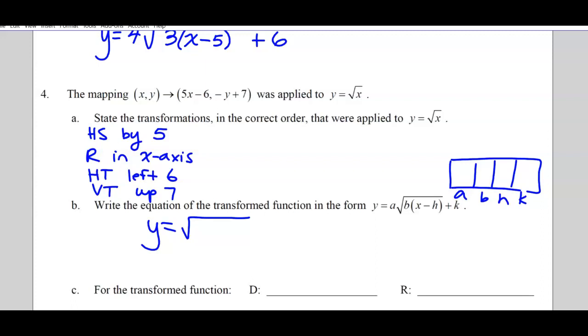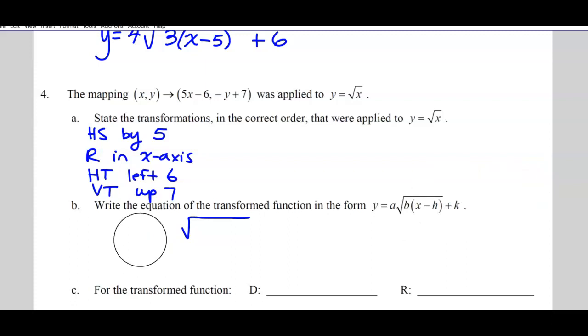Wait, but it's reflected. Oh, yeah. It's negative 1. We got Q-sec. It wouldn't be in a numeric response because it's negative, but anyway. Hopefully you kind of get what I'm talking about.